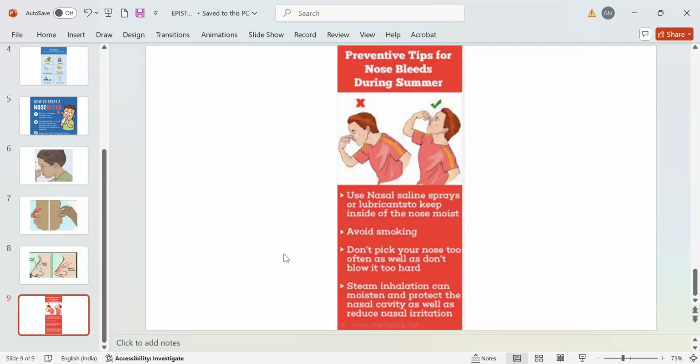Ma'am, one more question. In old age, we see that due to hypertension, the patient has a bleeding. If the cause is hypertension, if there is no nasal pathology, then you have to treat the hypertension, because that hypertension is causing the bleeding.